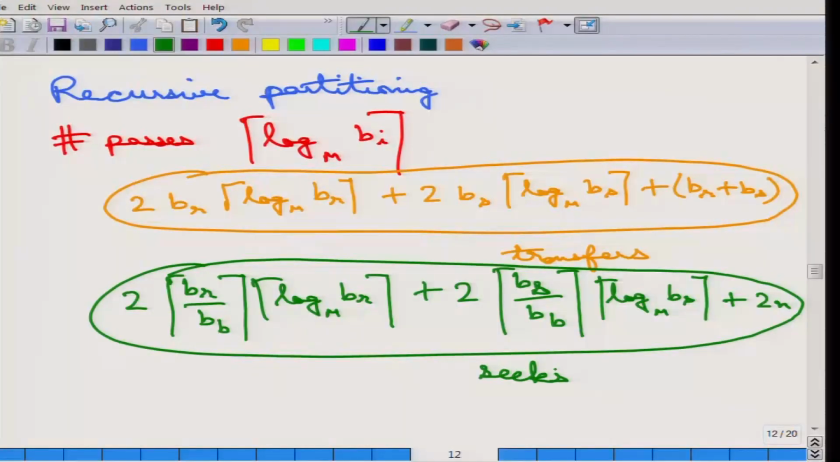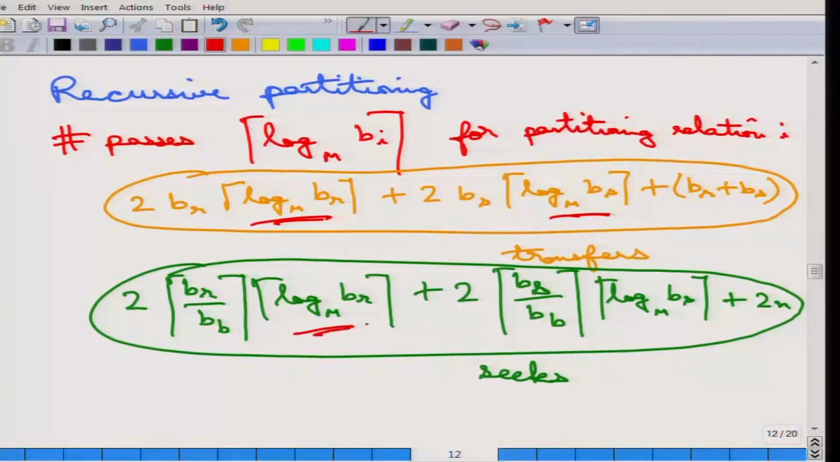So this is for recursive partitioning, because this is the number of passes that is required for partitioning relation I, but it cannot be done in one pass. That is the whole point. So there is an extra cost that goes into each of these factors. So this is the number of passes, the cost. For each of these passes everything is read and written. So that's the idea of recursive partitioning.